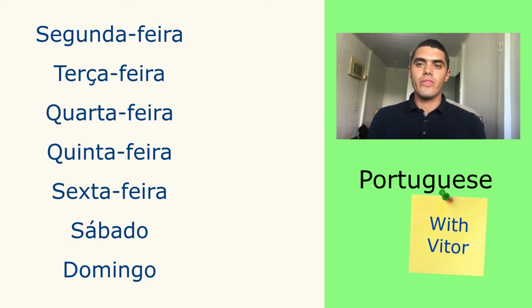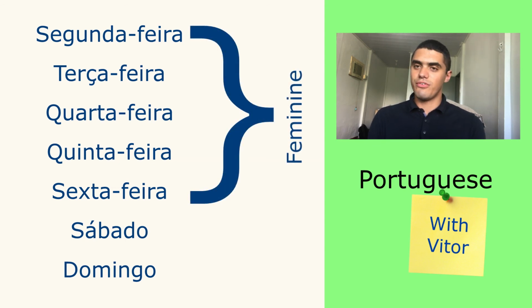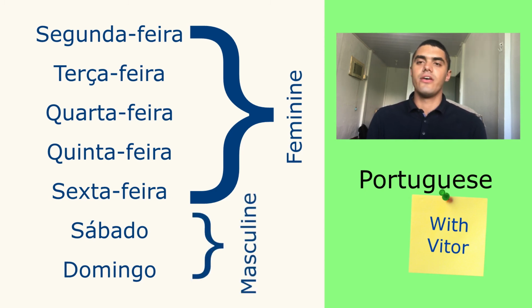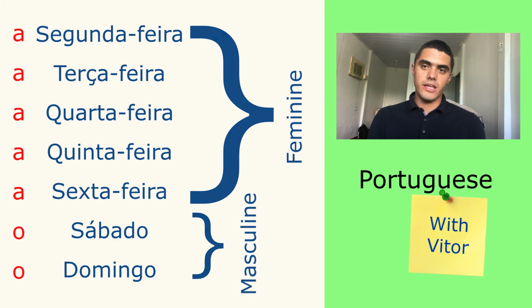So, first of all, we have to know that days from Monday to Friday, they are feminine. So, segunda-feira, terça-feira, quarta-feira, quinta-feira, and sexta-feira, they are feminine. Although, Saturday and Sunday, they are masculine. And usually we put the article before them. So, it's going to be a segunda-feira, a terça-feira, a quarta-feira, a quinta-feira, a sexta-feira, o sábado, o domingo. Okay? So, masculine and feminine.